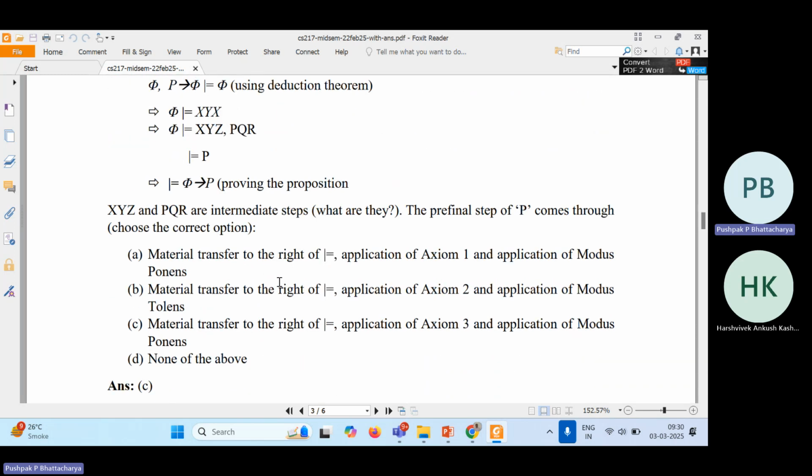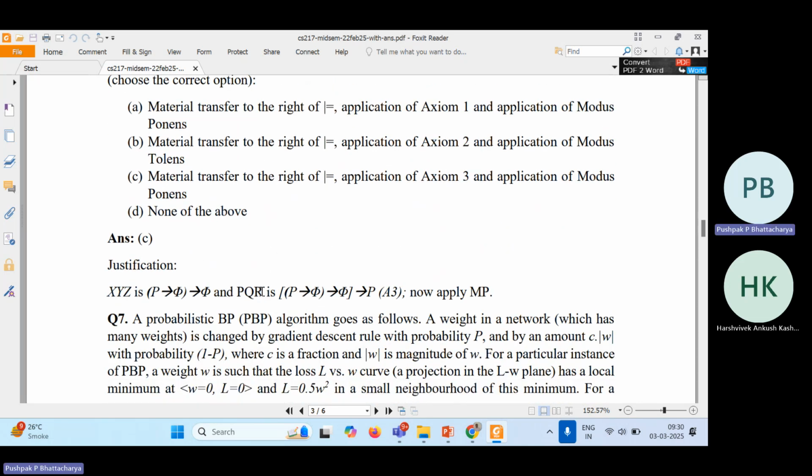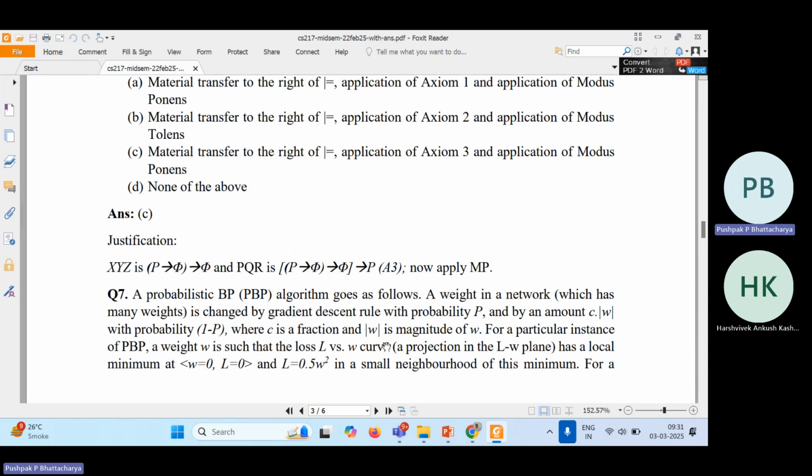So the answer is C, material transfer to the right of derivation, application of axiom 3, and application of modus ponens. Okay, so PQR, XYZ becomes P implies F implies F, and PQR is P implies F implies F implies P. So axiom 3 has to be used and modus ponens has to be used. So only C satisfies that answer. I think most of you got that.